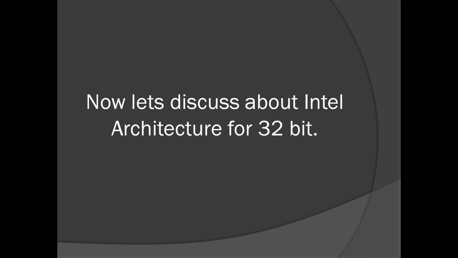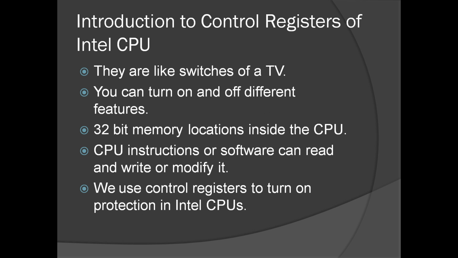So that was the abstract working of a generic protected mode CPU architecture. Now let's have a concrete discussion about Intel architecture for 32-bit platform. So this leads us to the control registers of Intel CPU. They are like switches of a TV. They can turn on and off different features.